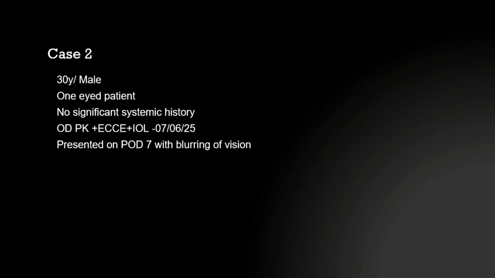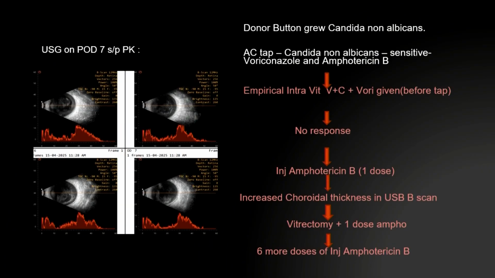Coming to the second case, this is a 30-year-old male patient. He's a one-eyed patient with no significant systemic history, but he underwent a PK with ECCE and IOL, and on postoperative day 7 he presented with blurring of vision. The donor button was sent for examination, and it showed Candida non-albicans as the organism. An AC tap was taken as soon as the patient presented with the same symptoms, and the same organism, Candida non-albicans, was isolated, which was sensitive to voriconazole and amphotericin B.